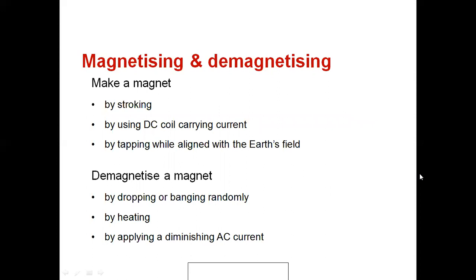Now the magnetizing and demagnetizing. Suppose I ask somebody to magnetize a given metal. How can we magnetize it? Magnetizing is nothing but making a magnet. We can make it by stroking, by using a DC coil carrying current, or by tapping while aligned with the Earth's field. And we can easily demagnetize a magnet by simply dropping or bending it randomly, by heating, or by applying diminishing AC current. So in this way, we can magnetize and demagnetize.